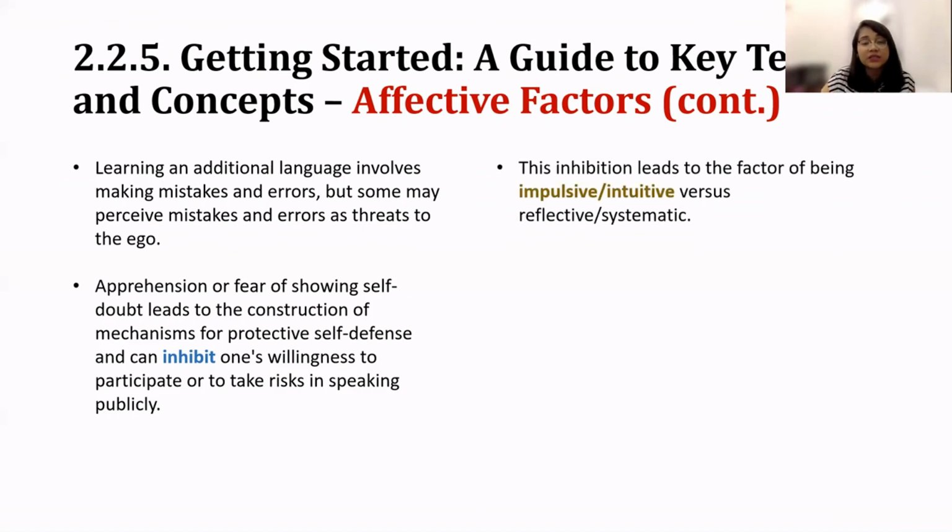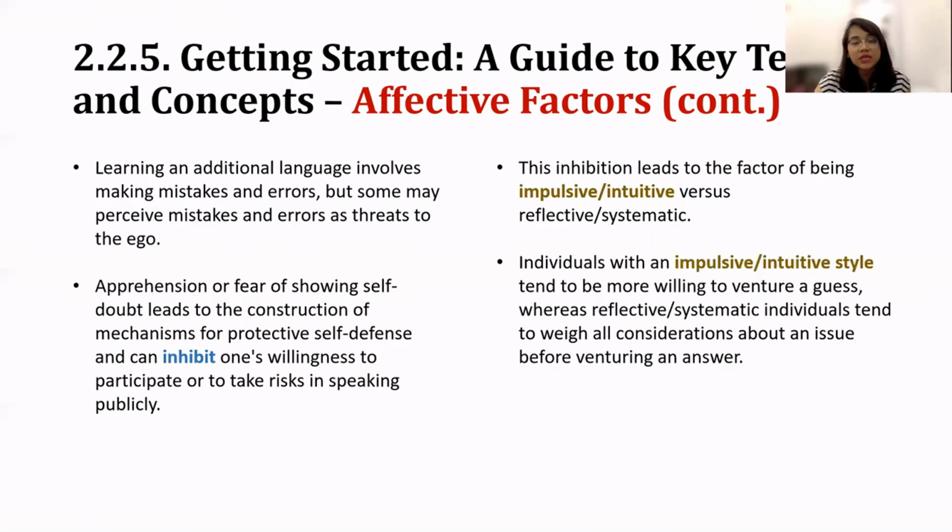And this inhibition leads to the factor of being impulsive or intuitive versus reflective or systematic. Let's see. Individuals with an impulsive or intuitive style tend to be more willing to venture a guess, whereas reflective or systematic individuals tend to weigh all considerations about an issue before venturing an answer, because they take so much time to reflect, right? Because they are not impulsive.